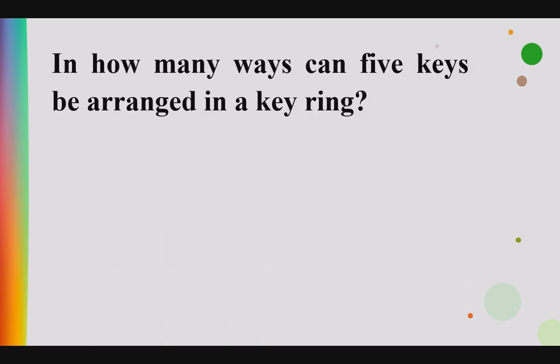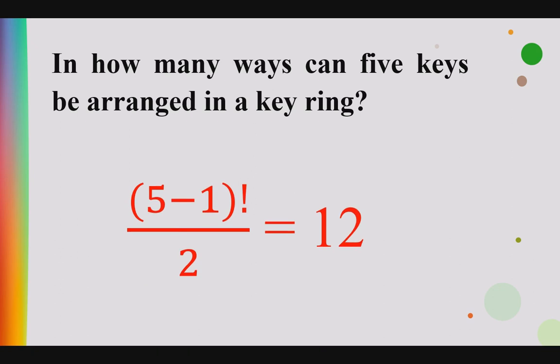In how many ways can 5 keys be arranged in a keyring? So, this one, we will use the second formula. So, what could the answer be? 3, 2, 1. The correct answer is 12.